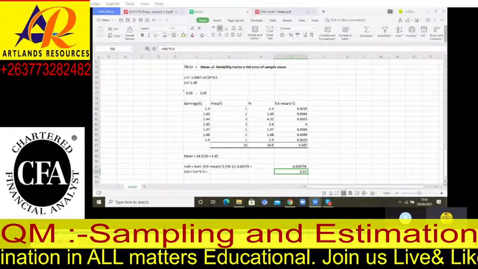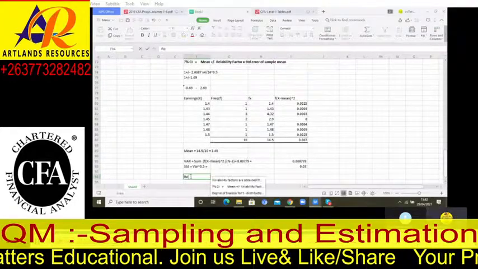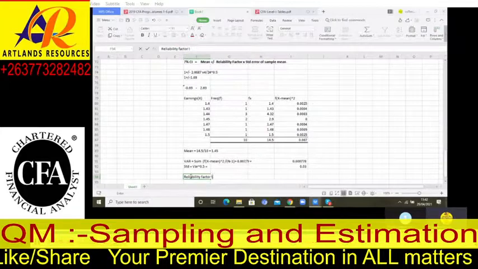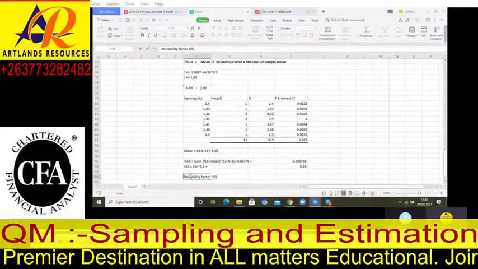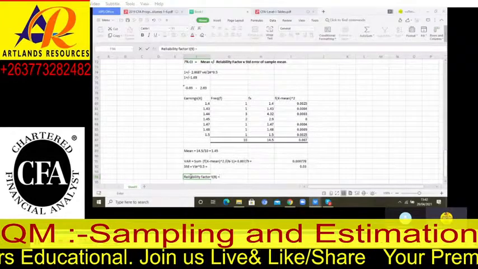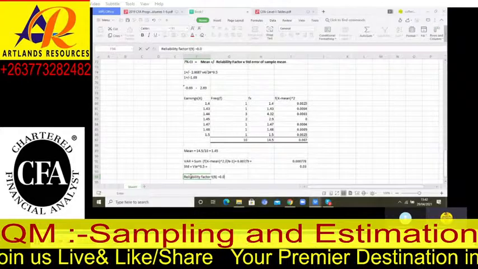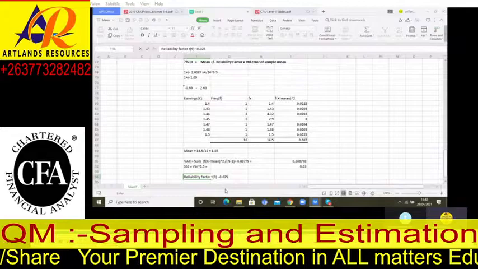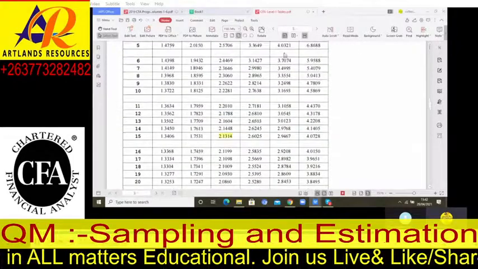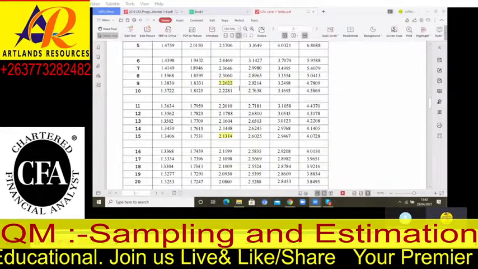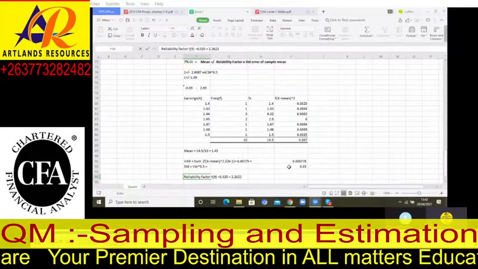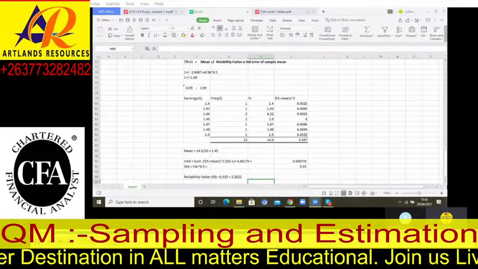T distribution. So it's T9. So you have a reliability factor. You say T9 and alpha. It's a 95% confidence interval, so alpha is 5%. So you divide by 2, you become 0.025. So you go to the table and find the reliability factor of T9, 0.025. Yes, 2.2622. So the reliability factor is 2.2622. There you go. And then you proceed to estimate the confidence interval.